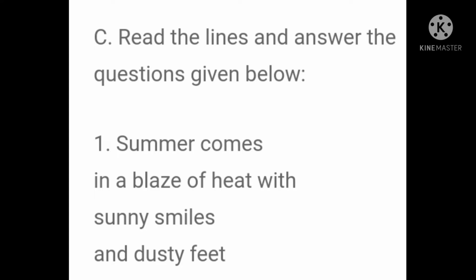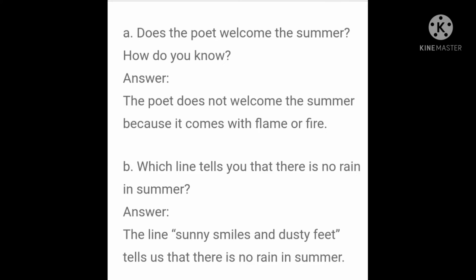Following this we have poem appreciation questions. Section C. Summer comes in a blaze of heat with sunny smiles and dusty feet. The question: does the poet welcome the summer? How do you know? Answer: the poet does not welcome the summer because it comes with flame or fire. B. Which line tells you that there is no rain in summer? The answer: the line sunny smiles and dusty feet tells us that there is no rain in summer.